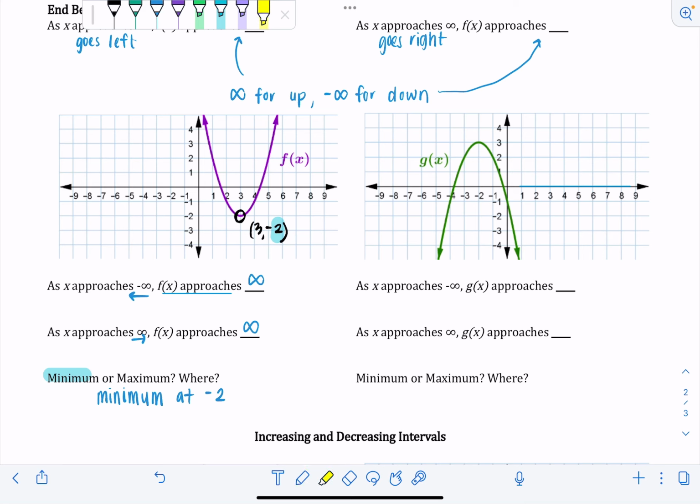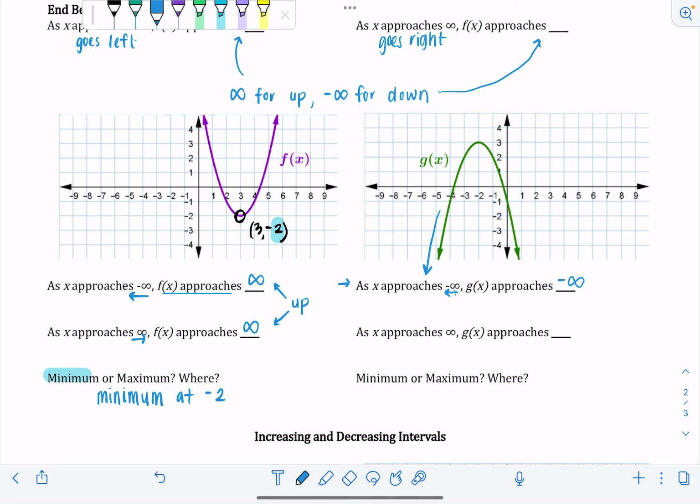Okay, so moving on to this side now. So from right here, as x approaches negative infinity, that means as the graph goes left, g of x, the name of the function just changes now, g of x instead, but it's the same idea. So g of x approaches... as this graph goes left, it finishes downward. It goes down and left. So that would mean that g of x approaches negative infinity because it goes down. So positive infinity is up, negative infinity is going to be down.